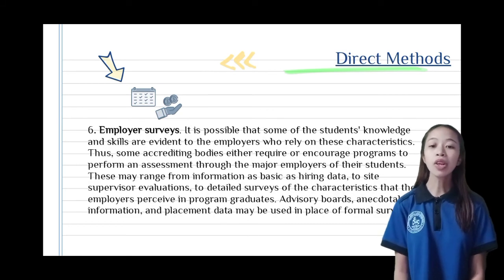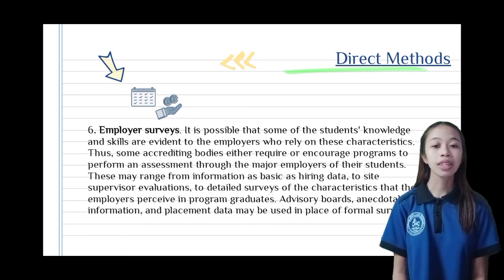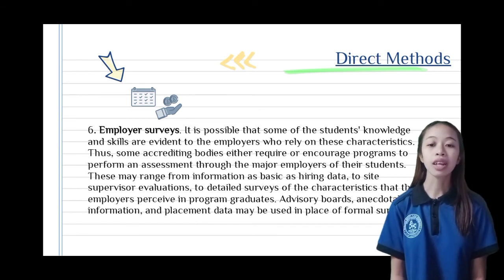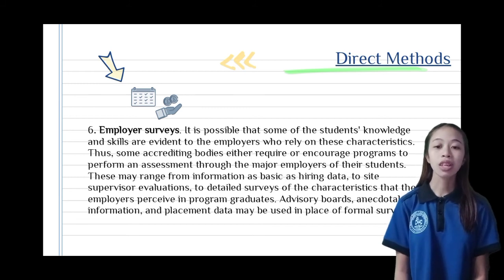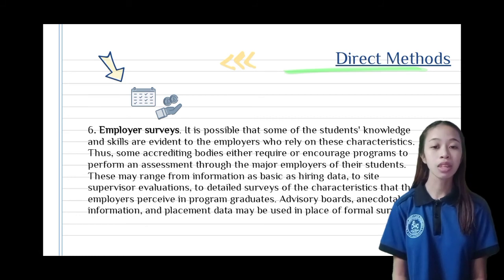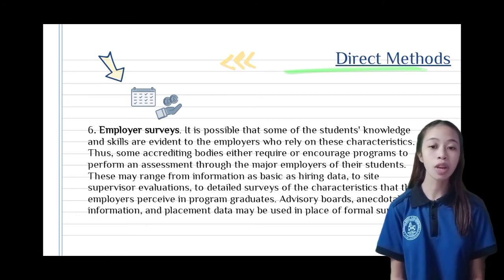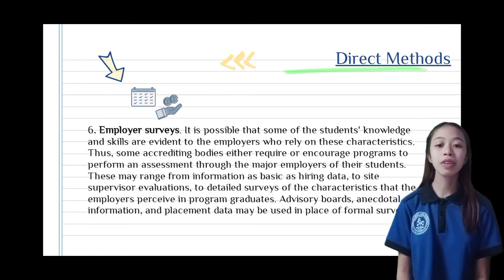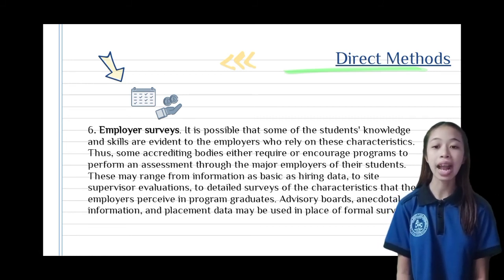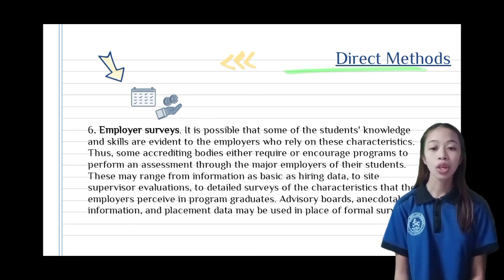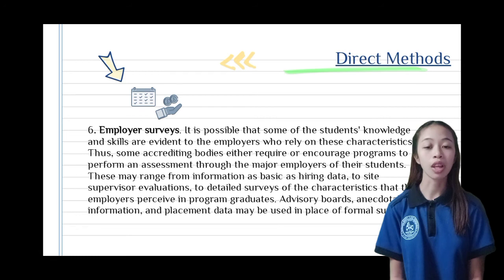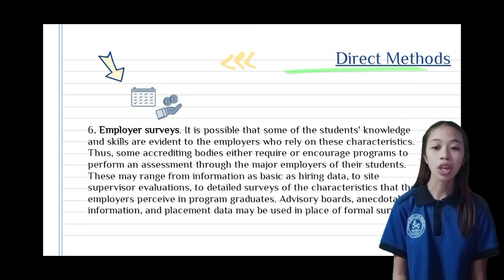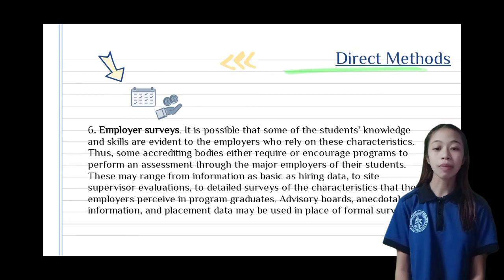Number six, employer surveys. It is possible that the sum of the students' knowledge and skills is evident to the employers who rely on their characteristics. Thus, some accrediting bodies either require or encourage programs to assess through the major employers for the students. This may range from information as basic as hiring data, to site supervisor evaluations, to detailed surveys of the characteristics that the employers perceive in the program graduates. Advisory boards, anecdotal information, and placement data may be used in place of a formal survey.